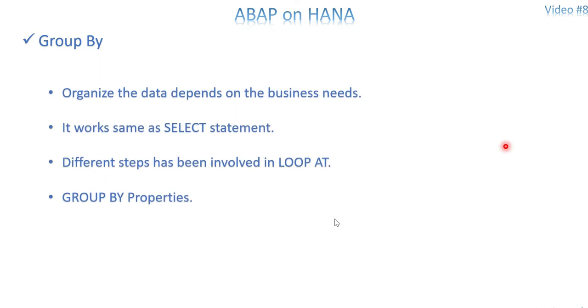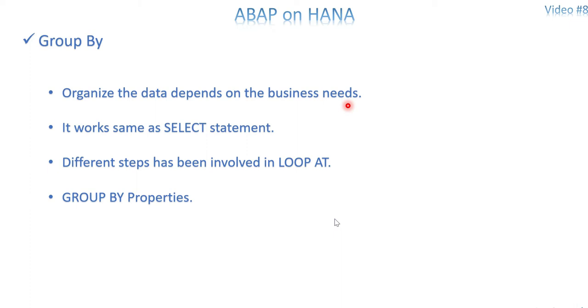So, just an intro about group by. Everyone knows this organizes the data depending on the business need. Based on the business need, I want to group the records based on my sales order number, or the material document number, or my sales order as well as item, more than one field. So we can do group by in a select statement, and it works the same in loop as well.